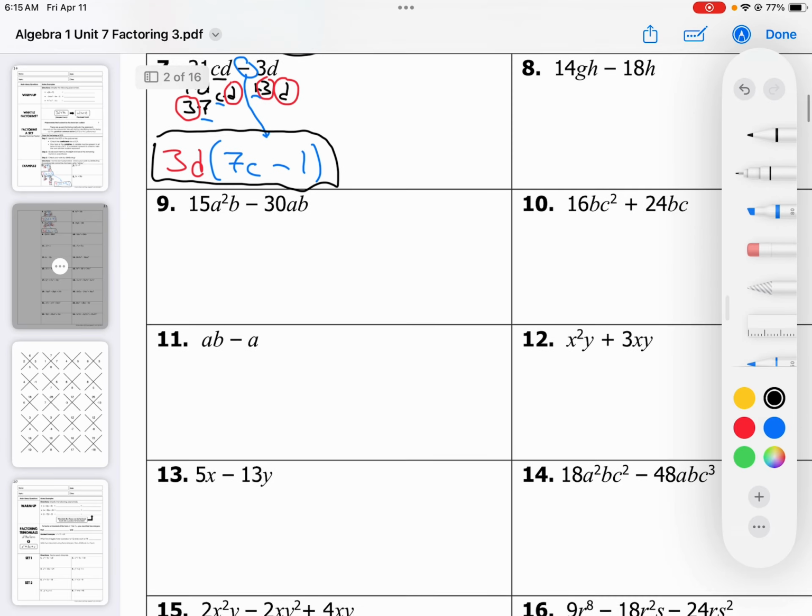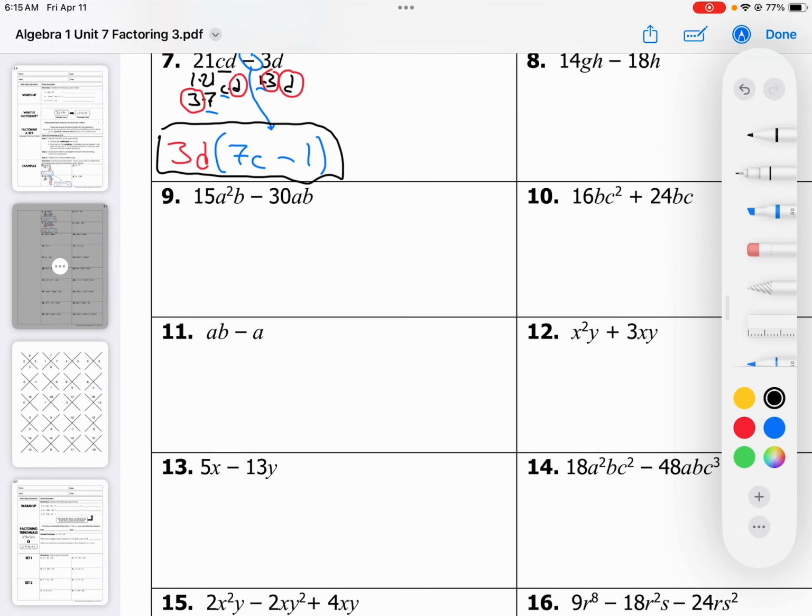All right, number 9. Numbers to multiply to 15 are 1 times 15, or 3 times 5. Numbers to multiply to 30 are 1 times 30, 2 times 15, 3 times 10, or 5 times 6. The a squared b would be 2 a's and a b, and the ab would be a and b.